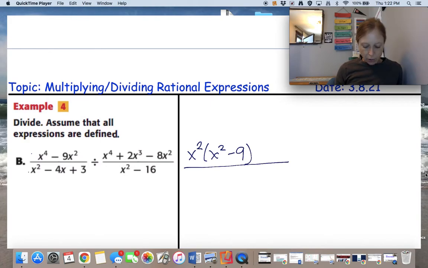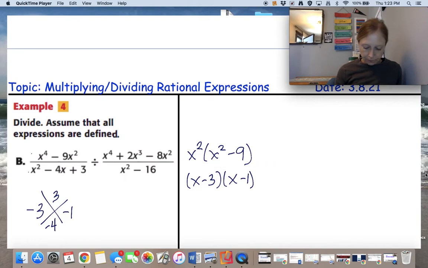All right, the bottom one. What multiplies to 3 and adds to negative 4? Looks like that would be two negatives, negative 3 and negative 1. Something else I'm noticing is that in my numerator, I can keep factoring that x squared minus 9. That's a difference of two squares. So I'm going to keep that x squared in front and then factor the x squared minus 9 to x plus 3 and x minus 3.